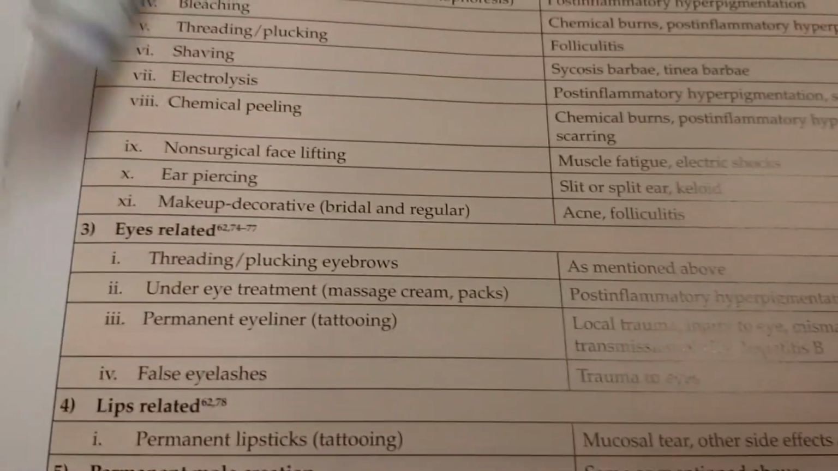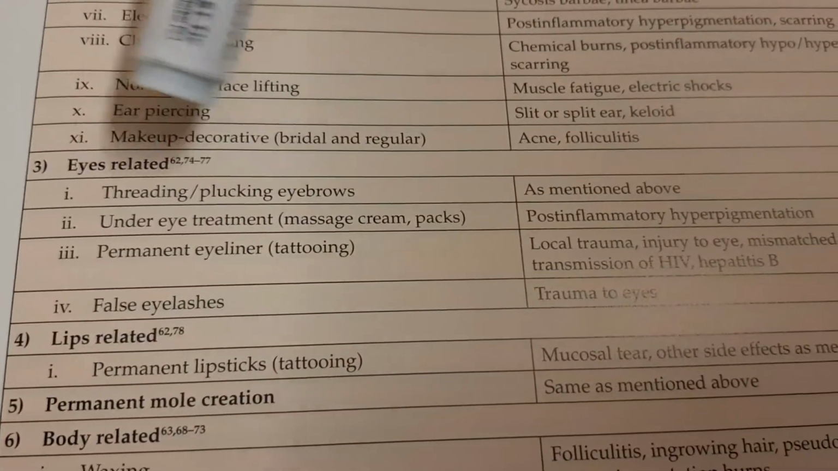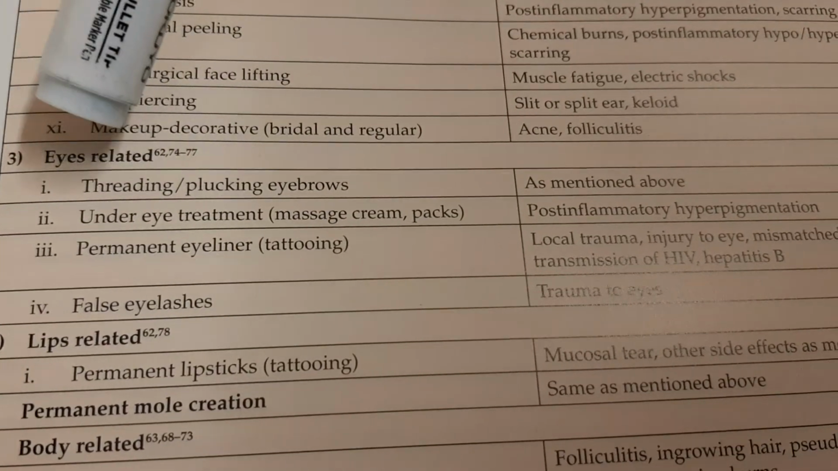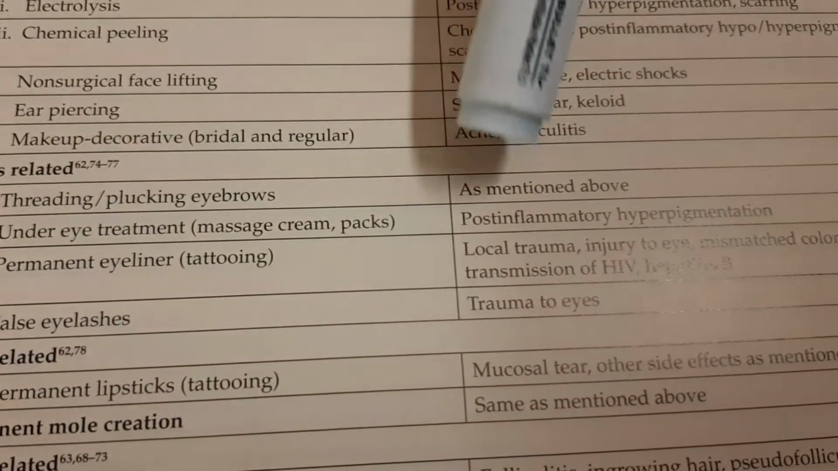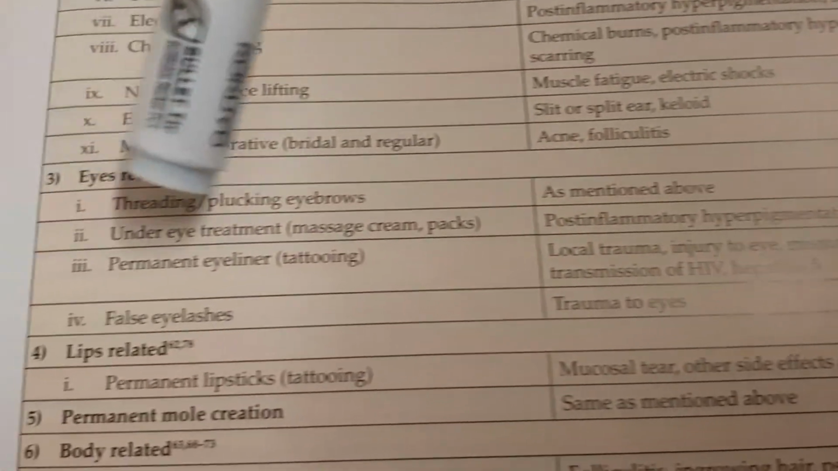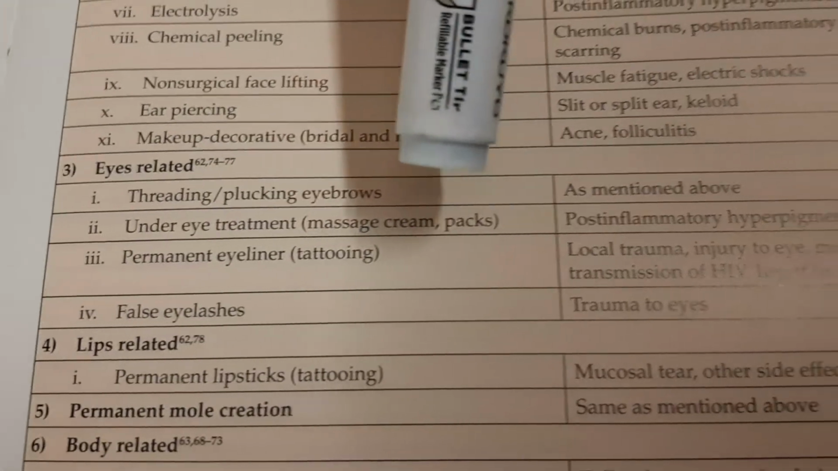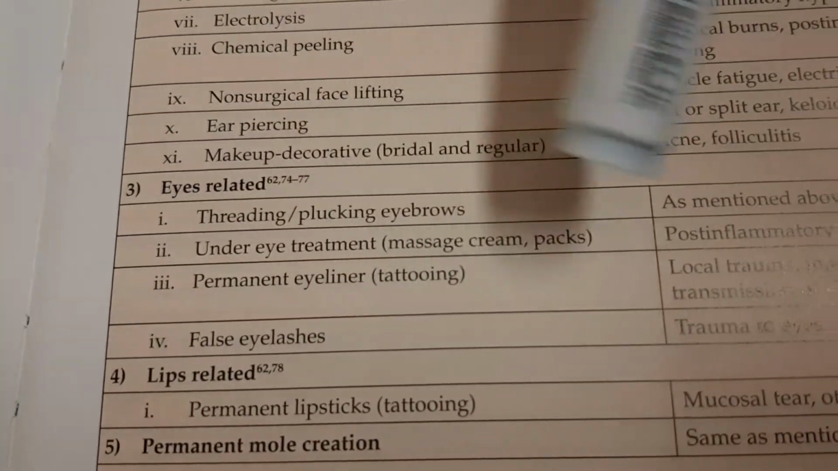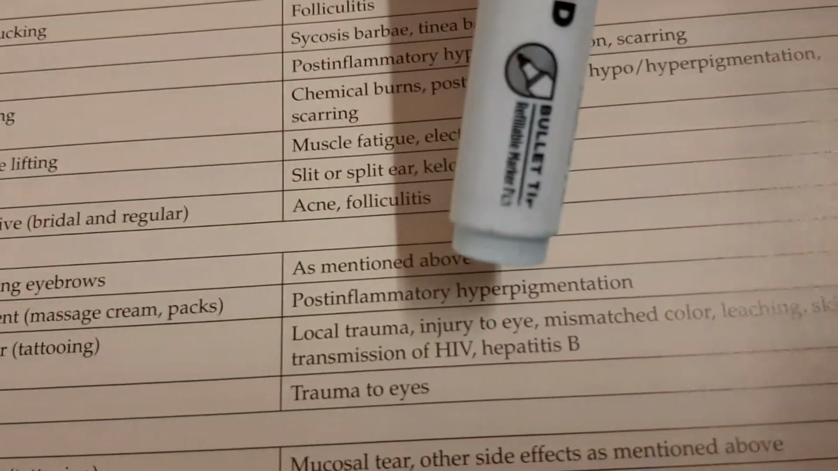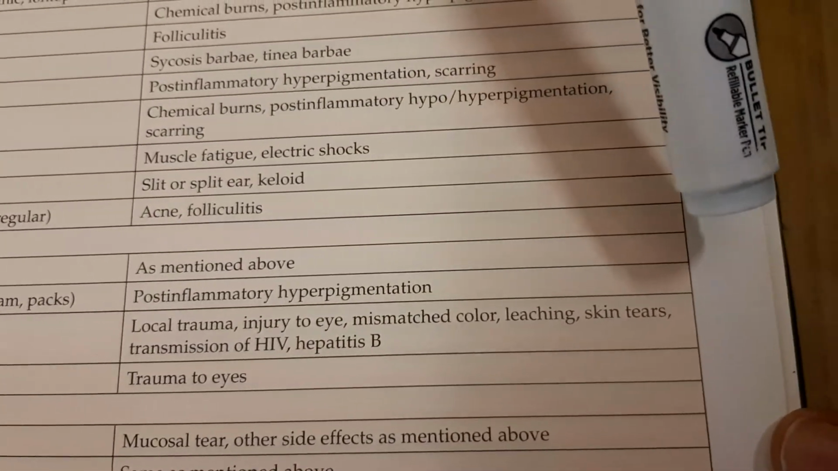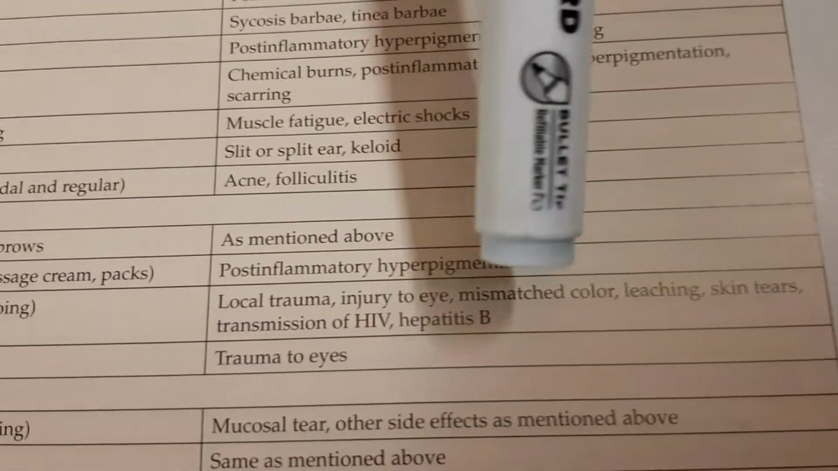Now we'll see the eye-related procedures and their adverse reactions. In eye-related procedures, threading and plucking of eyebrows, as mentioned above, those are the side effects. Under eye treatments, when you massage creams and packs, again you get PIH, post-inflammatory hyperpigmentation. In permanent eyeliner and tattooing, you may get local trauma, injury to the eye, mismatch of color, leaching, skin tears, transmission of HIV and hepatitis B.